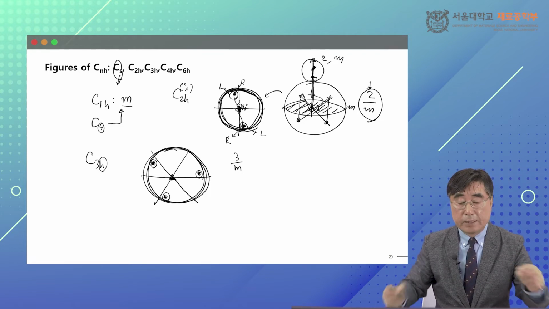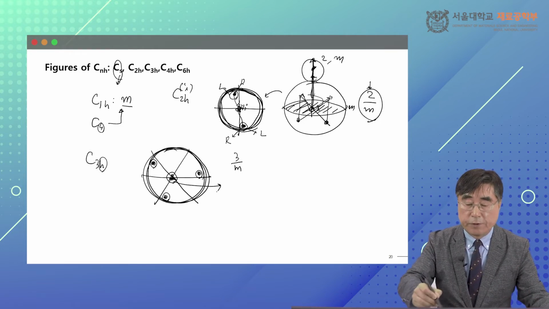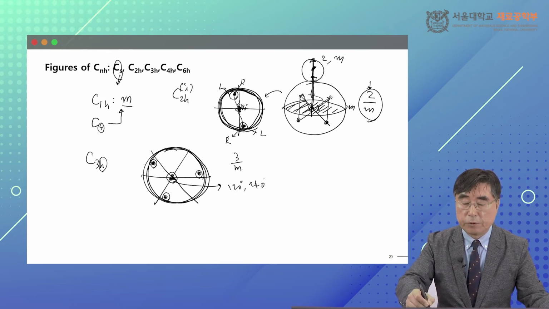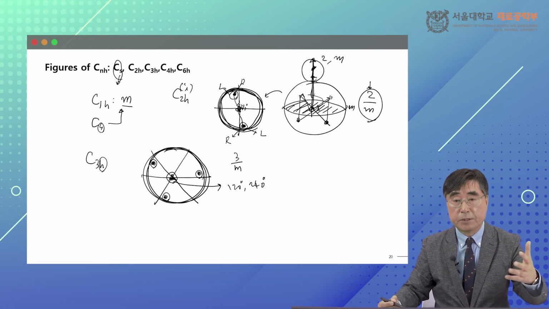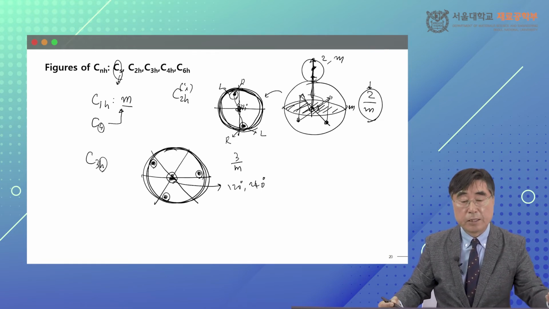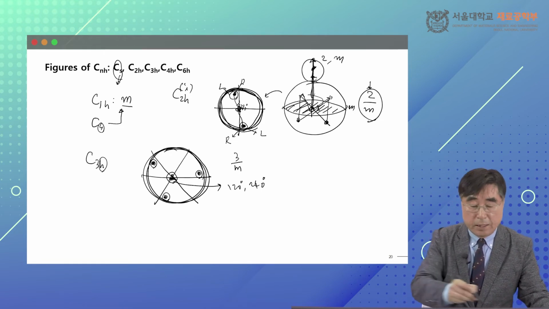In this case, this one has threefold, so it has 120 and 240-degree rotation operation. It doesn't have 180-degree rotation operation components in there, so there is no inversion center. Okay, as you see, there is no inversion center.